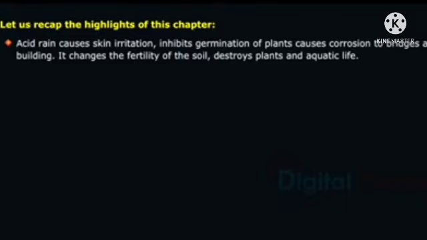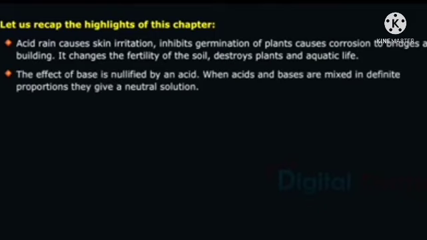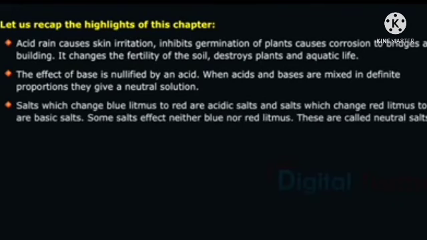As the name indicates, the rain containing excess acid is called acid rain. Acid rain causes skin irritation, inhibits germination of plants, and causes corrosion to bridges and buildings. It changes the fertility of the soil, and destroys plants and aquatic life.